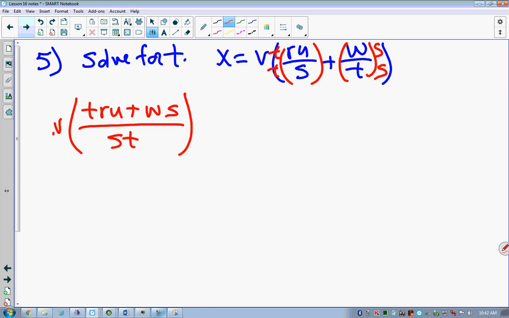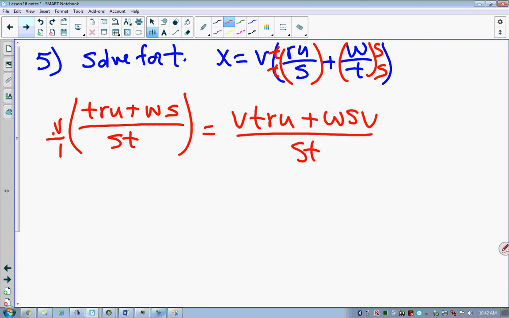Okay, now I have v times that, but this is really v over 1 times that. So I've got a fraction times a fraction. So as I distribute, I'm distributing the v to the numerator, right? Okay, so vtru plus wsv all over st. Okay, and we're saying that this equals x, correct? All right. Do we understand everything up to this point?